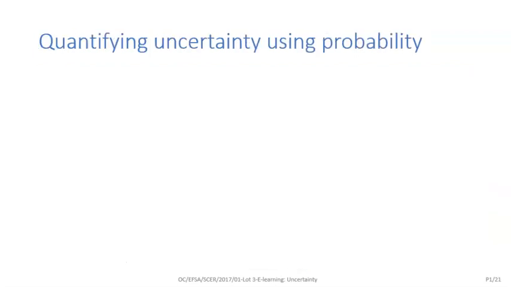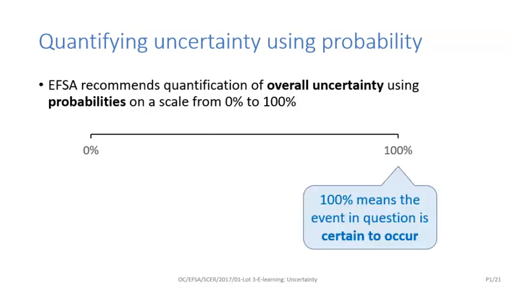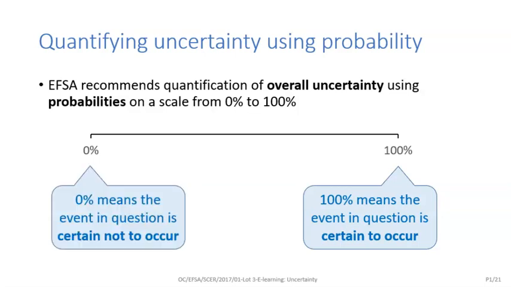The swine fever example uses probability to quantify uncertainty. The guidance recommends that assessors should always try to quantify the overall uncertainty of assessment conclusions using probability. The guidance expresses probability as a percentage between 0 and 100%, where 100% means the event in question is certain to occur. For example, the conclusion is certain to be correct. And 0% means the event in question is certain not to occur.